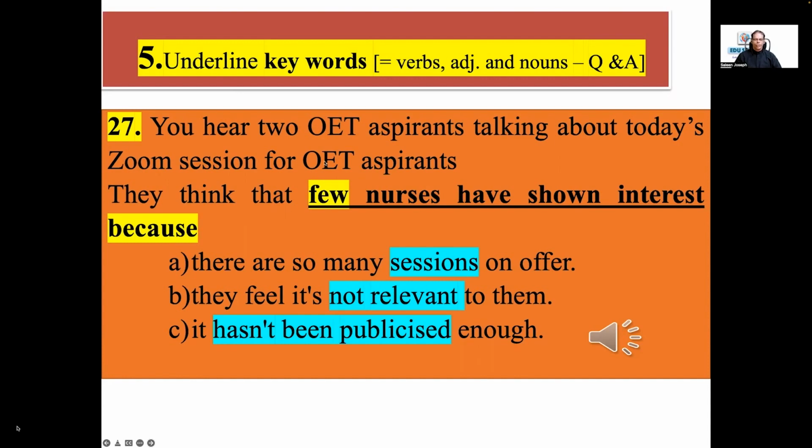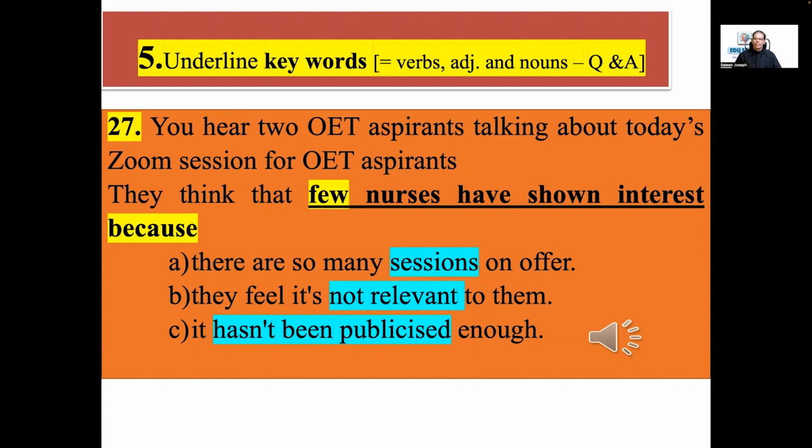And this is our present situation. I have just taken a sample; this is not the 27th question, today's part B. Now, they think that few nurses have shown interest because few means no one. No one. If you make it a few, it becomes some of them. There are so many sessions on offer. There were very few participants yesterday and the day before yesterday. That was our issue, right?